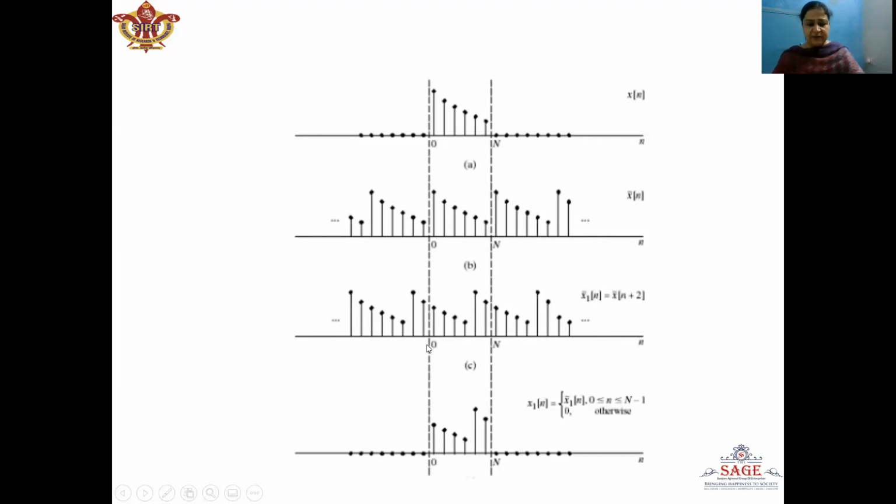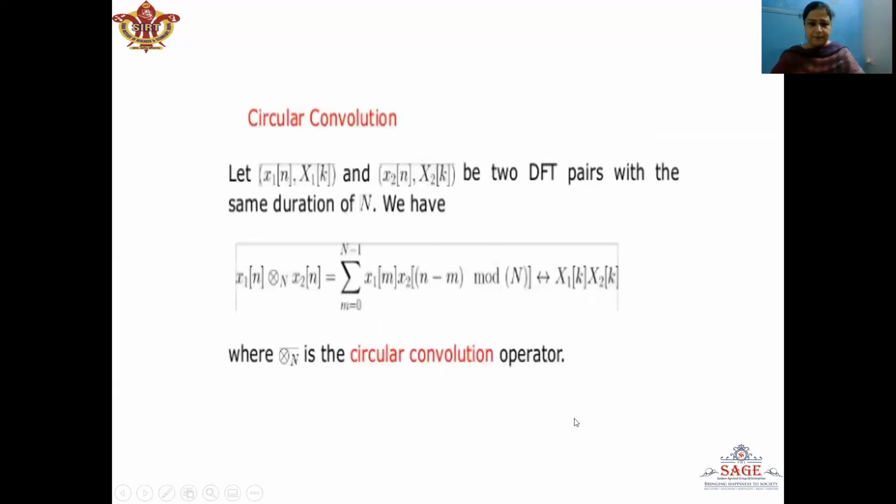Now, if I truncate this sequence from 0 to N, that means I ignore all the samples after N and before 0. I get a new sequence x1(n), which is given by x1 cap n when I evaluate the samples from 0 to N minus 1.